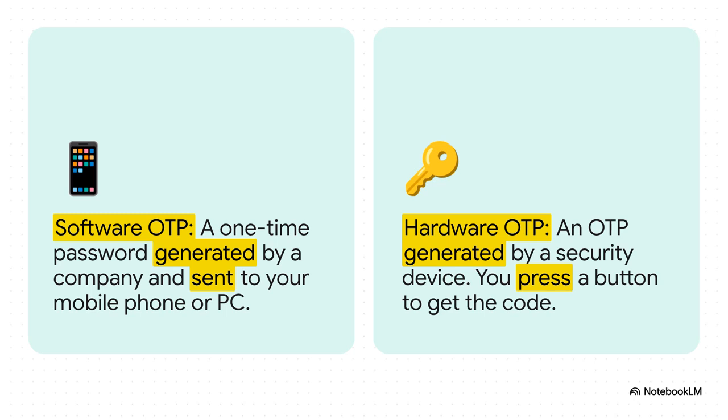A software OTP is just a code that gets sent to an app on your phone, while a hardware OTP is generated by a little physical key fob, or a USB token. They both do the same job. They give you a temporary key that expires after you use it once.